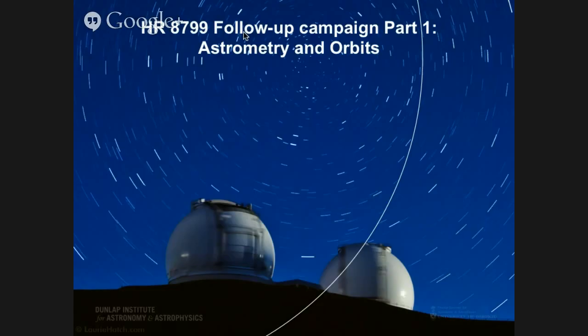So that leads to the follow-up campaign. First I want to talk about the astrometry and orbit part of our follow-up campaign. This has all been done with the Keck telescopes out in Hawaii, primarily the Keck 2 telescope, which is where the AO system is, as that is critical for our success.